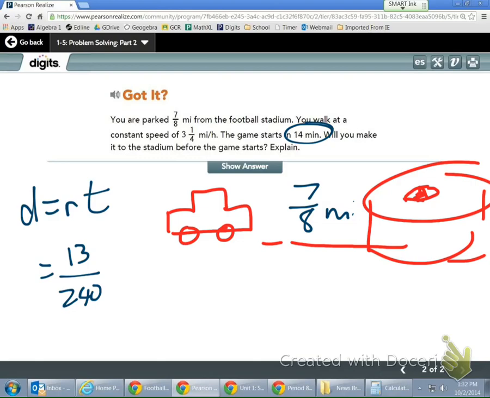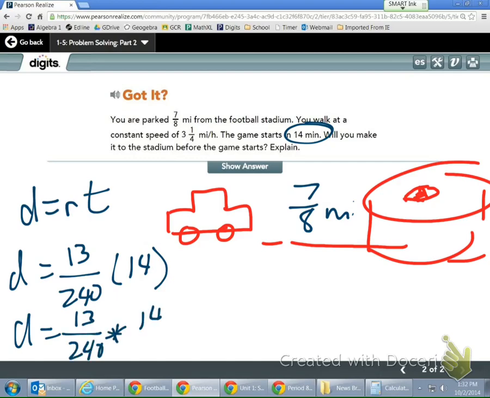Do we know the time? Yes. We can multiply that by the time, 14 minutes. So now we have 13 over 240 times 14. That would equal the distance. Is the 14 technically over 1? Yes. Good job. Distance is equal to 13 over 240 times 14 over 1. So now we're in business here, right?